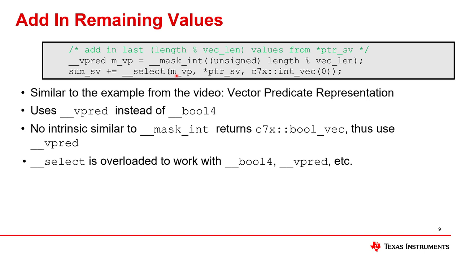That's an input to the select intrinsic, which is selecting between either values from pointer SV, the input passed into the function, or an int vec of all zeros. One or the other of those is what's getting added into sum SV. Select is overloaded. It can take a Boolean vector here or vpred.